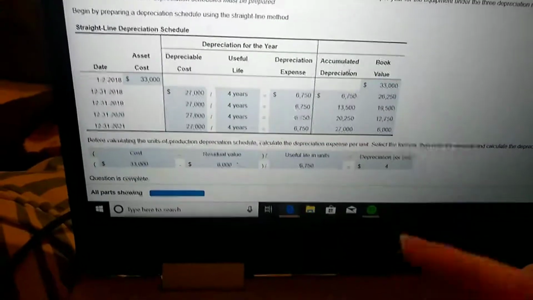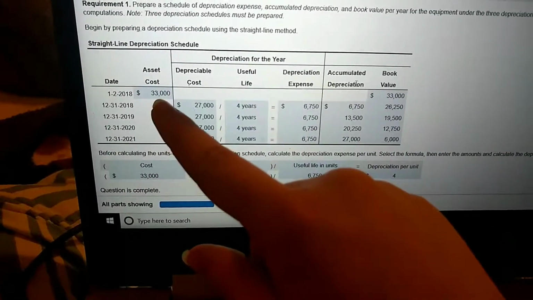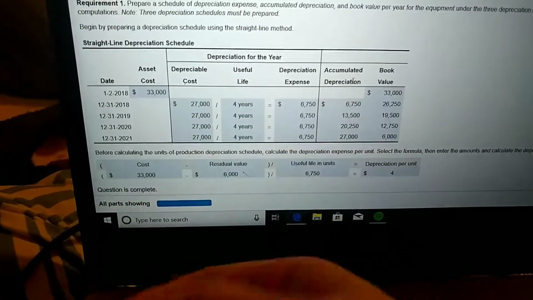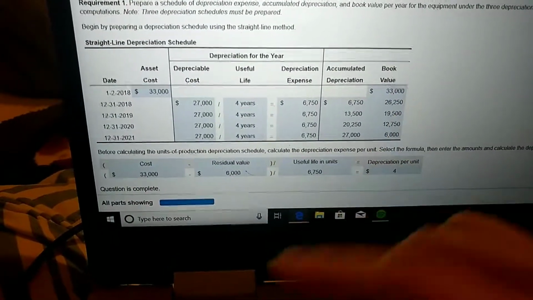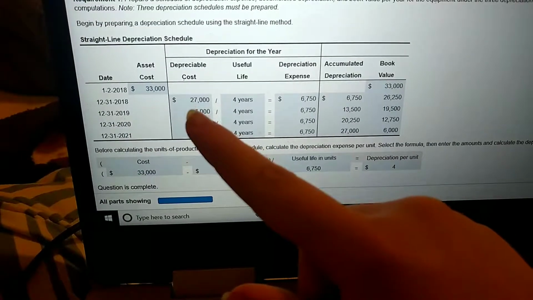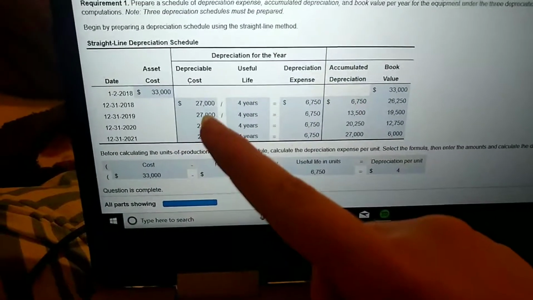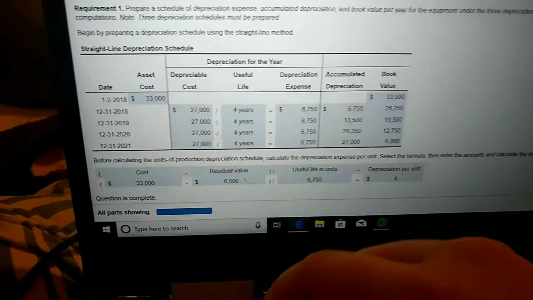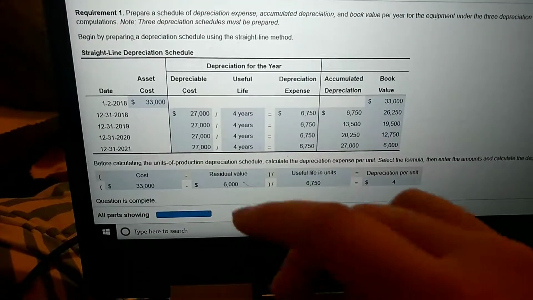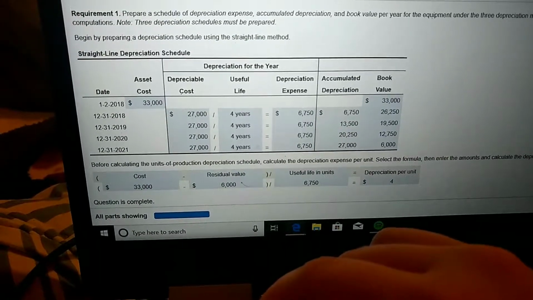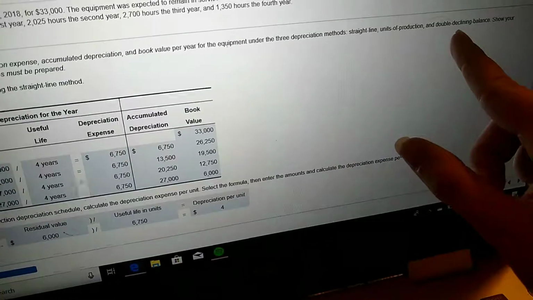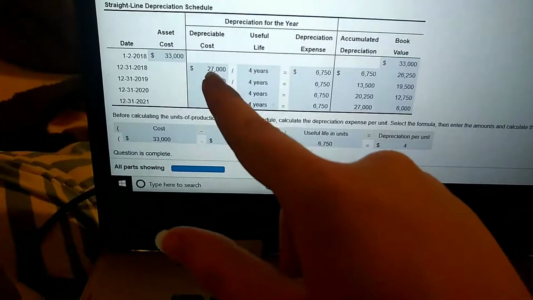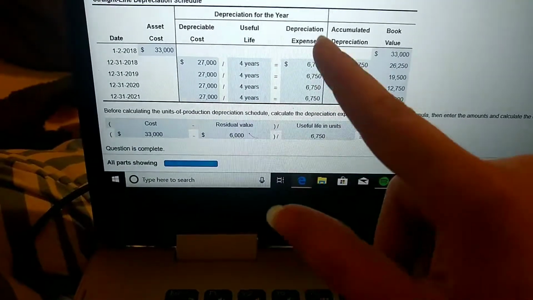Okay, so when they first purchased the equipment, it's $33,000. It's the cost of the asset. That's the book value on that day. When you calculate the depreciable cost, they get the $27,000 by subtracting the residual value, which was $6,000. And then, it's useful for 4 years, so it's $27,000 divided by 4 years equals this much money.